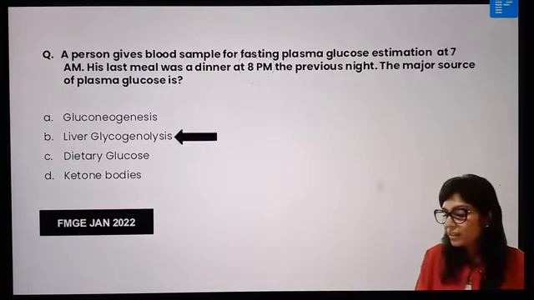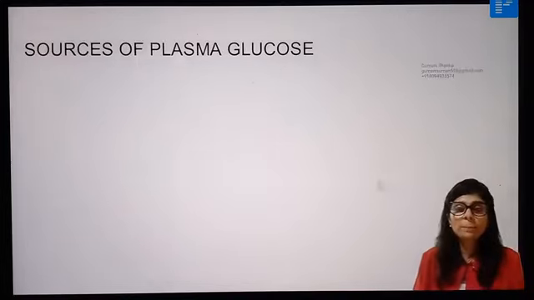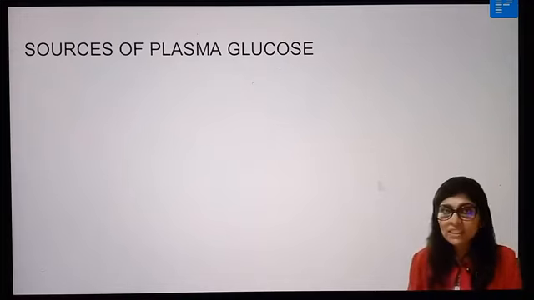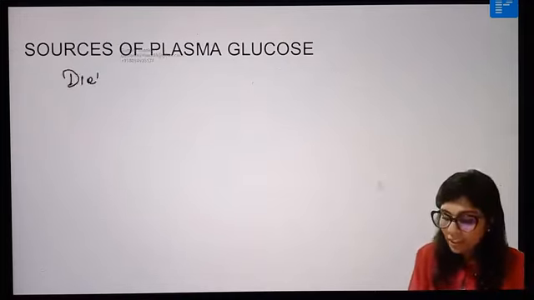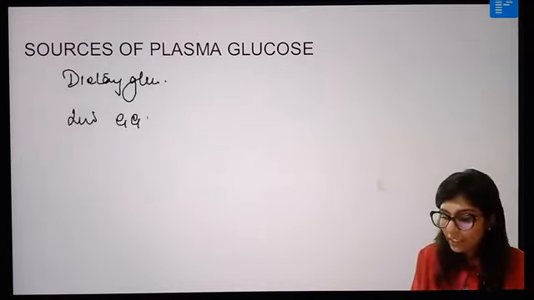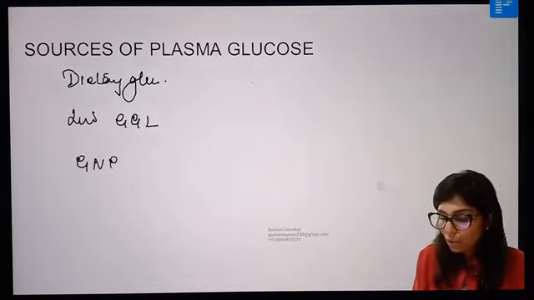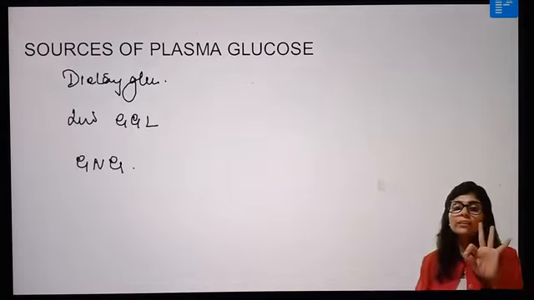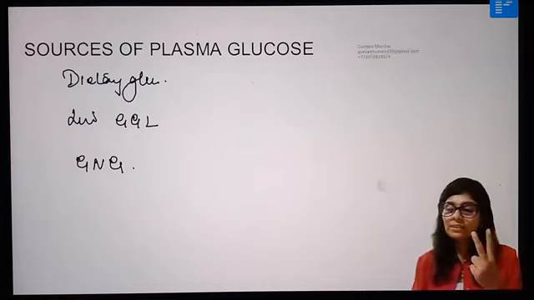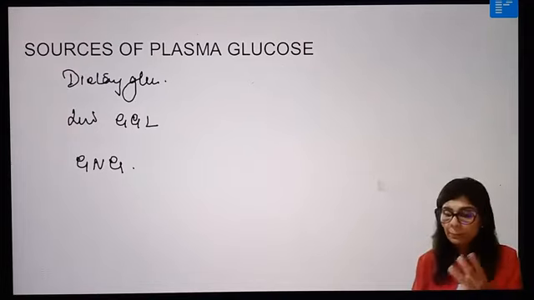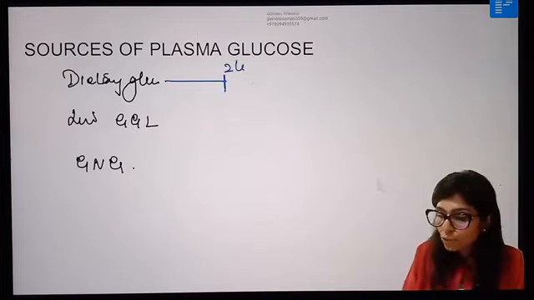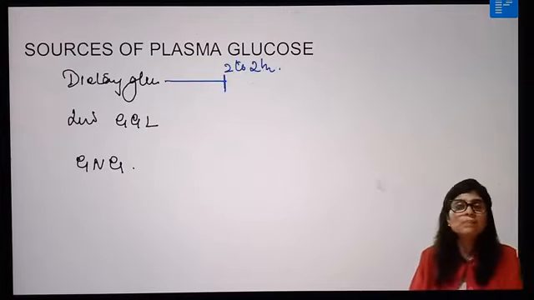So let me help you answer this question by telling you a few facts. How do you maintain plasma glucose? By 3 ways. The first one is dietary glucose. Second is liver glycogenolysis. Third is gluconeogenesis. There are only 3 ways to maintain blood glucose. Dietary glucose will maintain blood glucose till the first 2 to 2.5 hours after the previous meal.